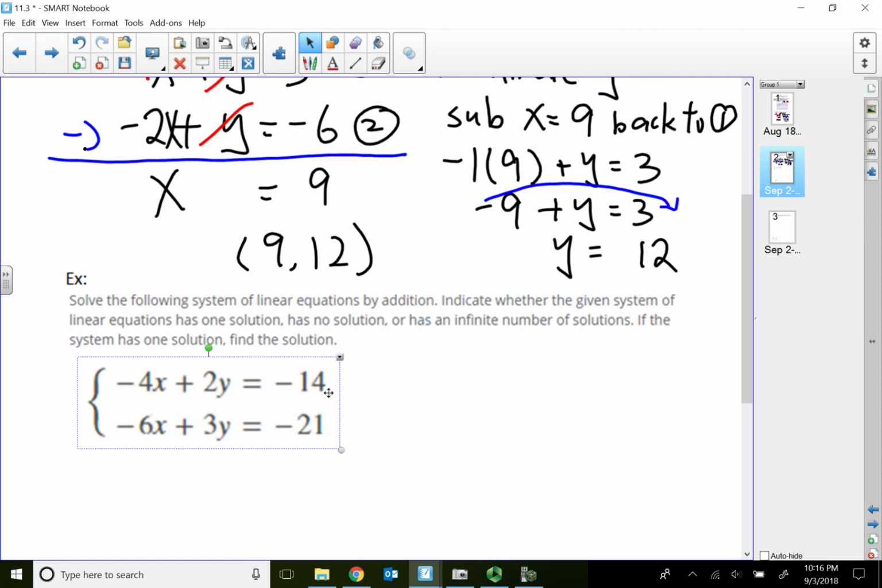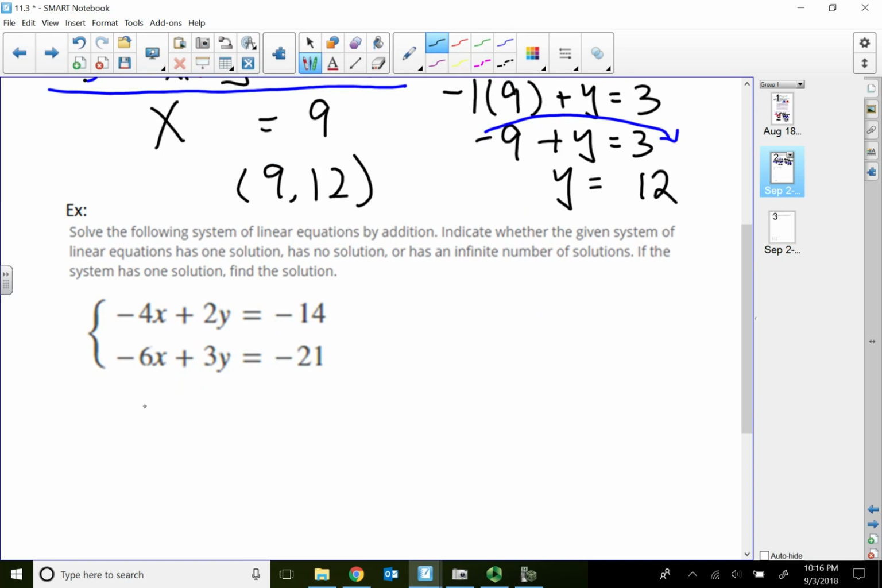So first equation again, everything is divisible by 2. So I'm going to do that. Divide every term by 2. That's negative 2x plus y equal to negative 7. Second equation, everything is divisible by 2. Excuse me, divisible by 3. So that will be negative 2x plus y equal to negative 7.